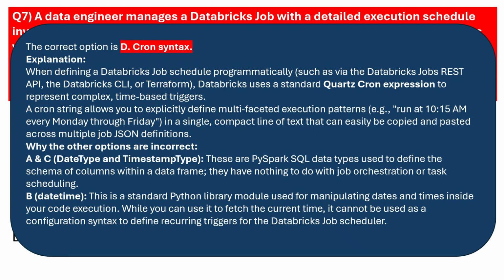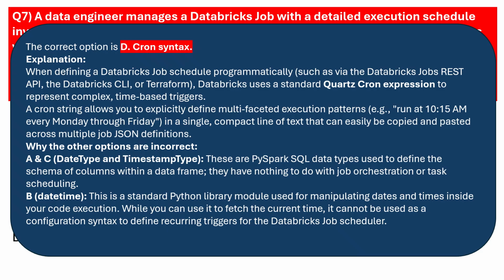The correct option is D. Cron syntax. Explanation: when defining a Databricks job schedule programmatically, such as via the Databricks Jobs REST API, the Databricks CLI, or Terraform, Databricks uses a standard Quartz cron expression to represent complex, time-based triggers. A cron string allows you to explicitly define multifaceted execution patterns, e.g., run at 10:15 a.m. every Monday through Friday, in a single compact line of text that can easily be copied and pasted across multiple job JSON definitions. Why the other options are incorrect.